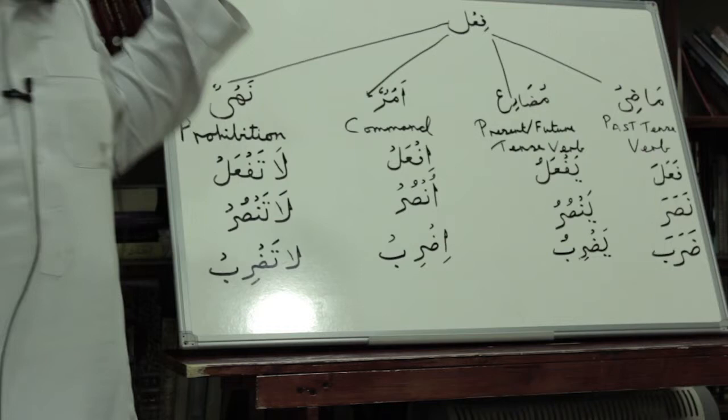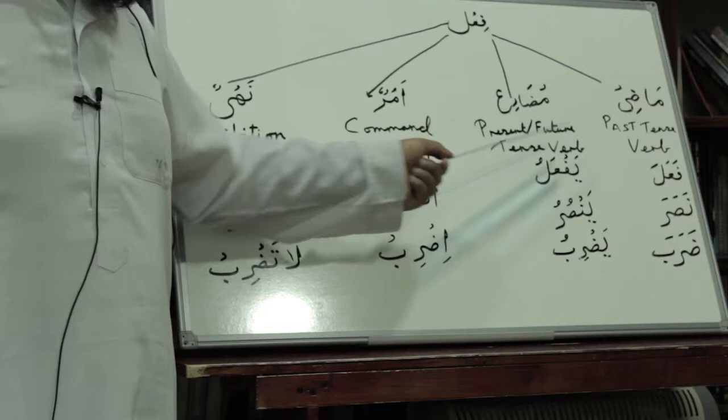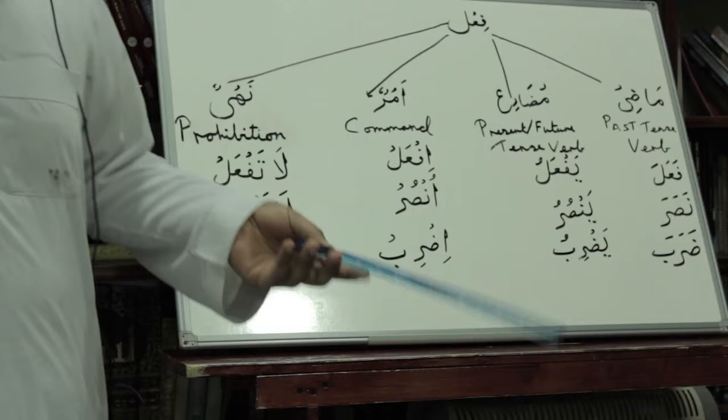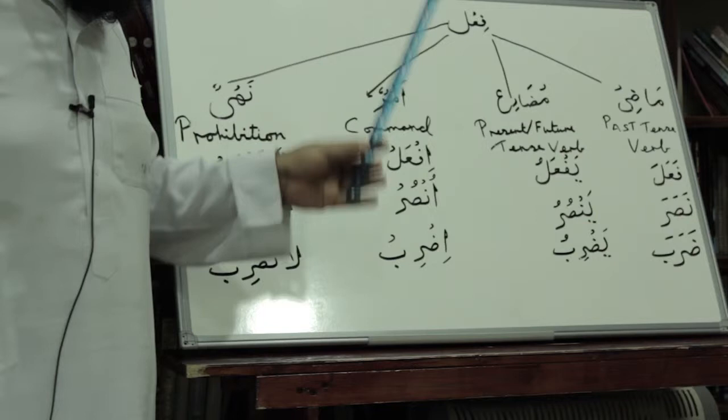Muzari. Muzari is a present-future tense verb. A verb which indicates a doing which is currently being done or is going to be done in the future. So it is a word which denotes a doing in the future or at present. That is the definition of muzari.